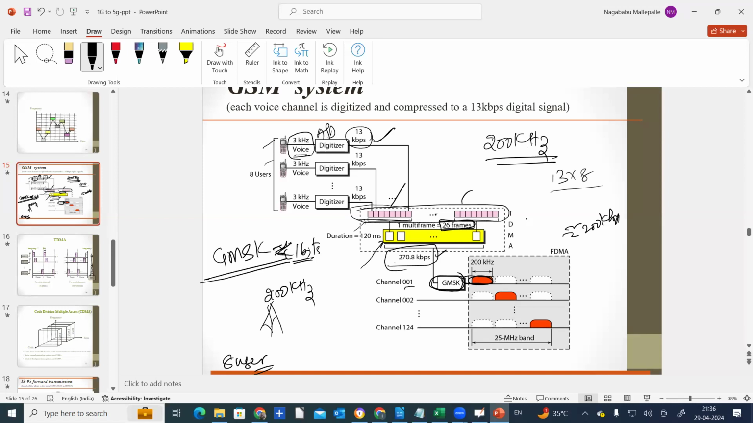So like this channel 1, channel 2, 124 channels, right? Fills total 25 megahertz. So out of this 124, different companies purchase different channels. Any doubts from this?